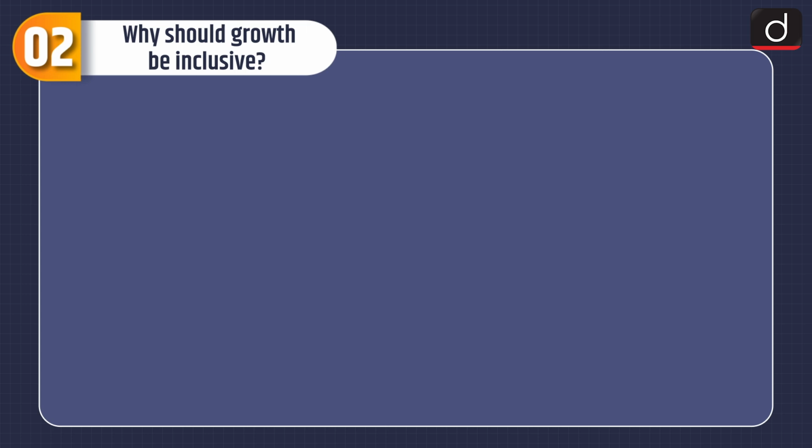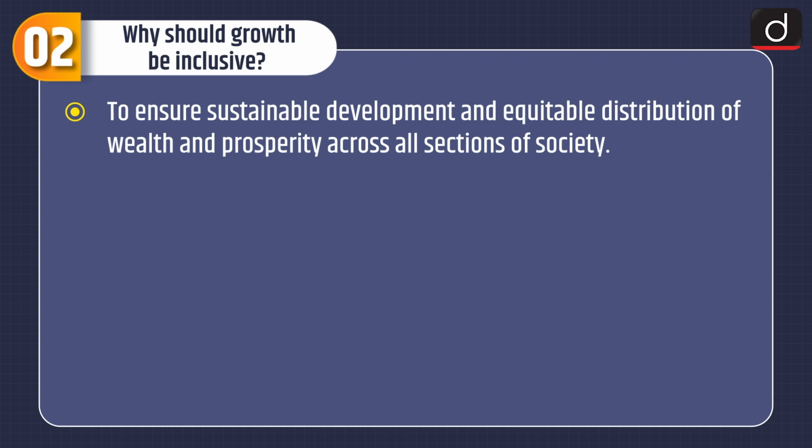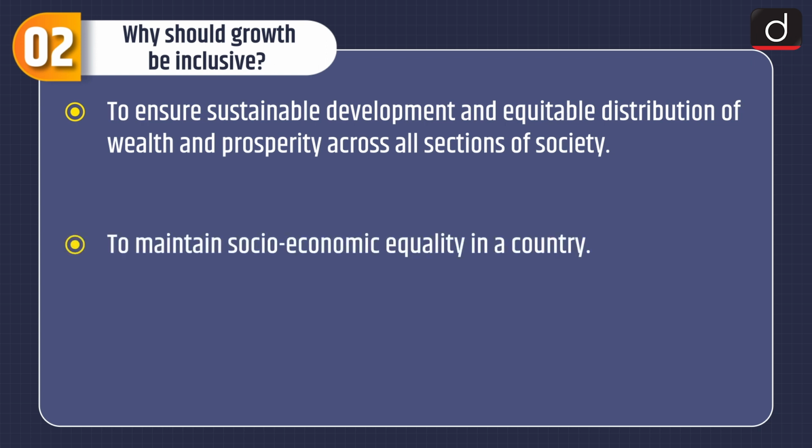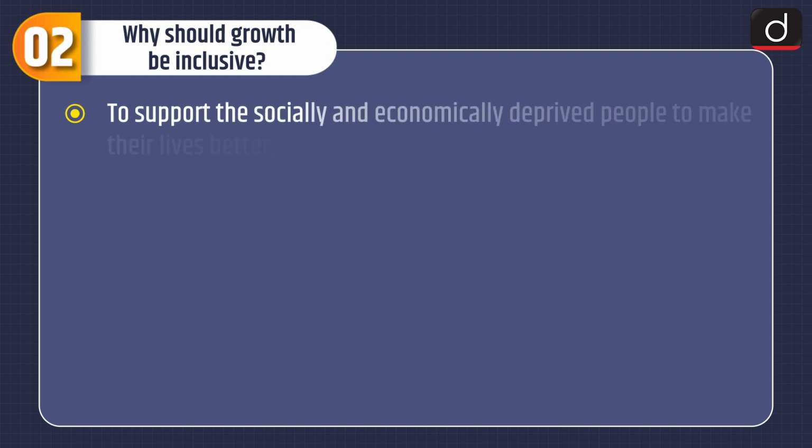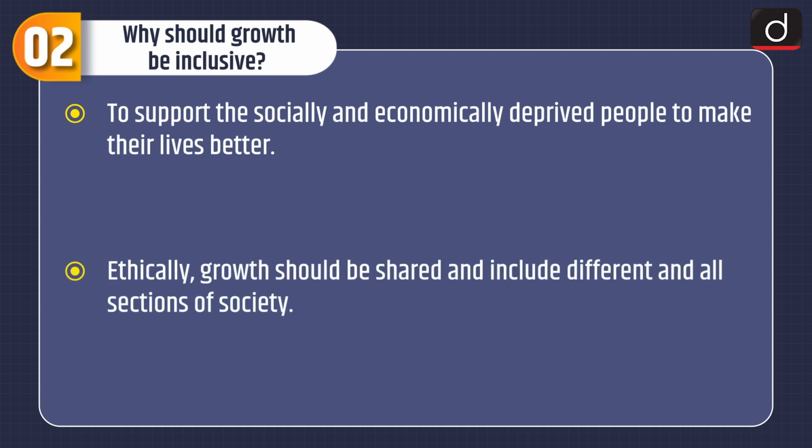Now let's understand why should growth be inclusive. To ensure sustainable development and equitable distribution of wealth and prosperity across all sections of society. To maintain socio-economic equality in the country. To reduce the chances of social unrest and backlash from the public. To support the socially and economically deprived people to make their lives better. And ethically, growth should be shared and include different and all sections of society.